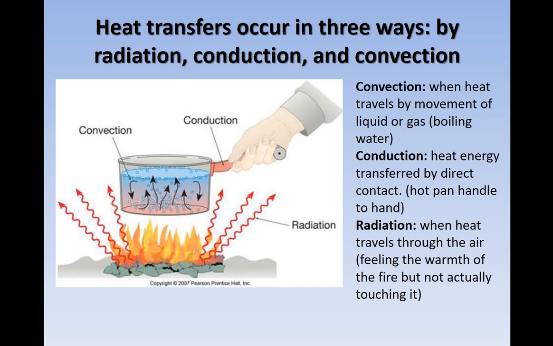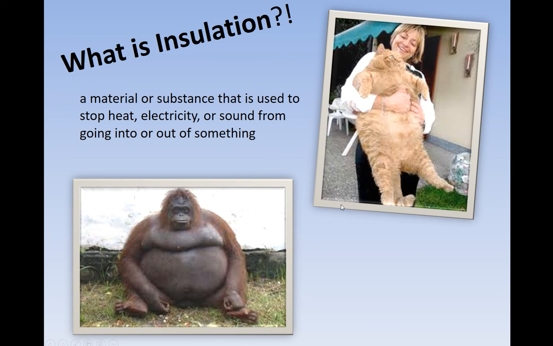Those are just important to understand as building blocks, as if I were doing this for my high school students to bring in some of their learning standards. But also, it's nice to understand that as we go on and learn more about what actually insulation is. So, insulation is a material or substance that is used to stop heat, electricity, or sound from going into or out of something.